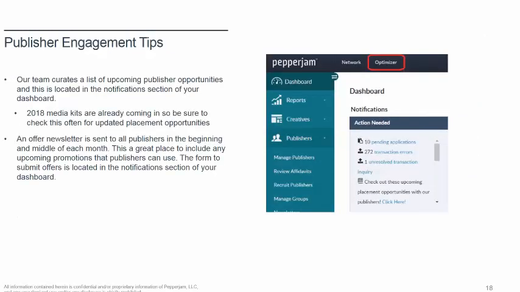I have a few publisher engagement tips listed here. Our team curates a list of publisher opportunities that are coming up, located in the notifications section on your dashboard. It's updated often, so be sure to check back for new opportunities, or reach out to the advertiser support team or your account manager if you're looking for something more specific. 2018 media kits are already starting to come in as well, so be sure to check this often for new, up-to-date opportunities.